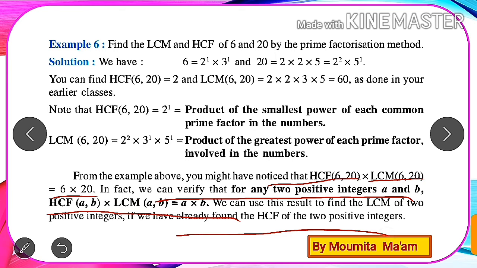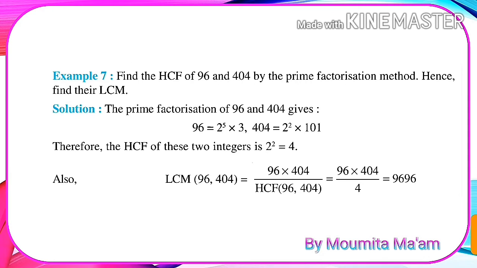So let's see the next example. Example number 7 is: find the HCF of 96 and 404 by the prime factorization method. Hence, find their LCM. First we need to find the HCF of 96 and 404, and we need to use the value, that is HCF, to find their LCM.